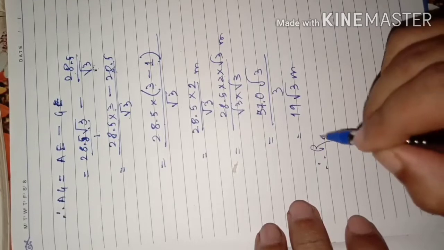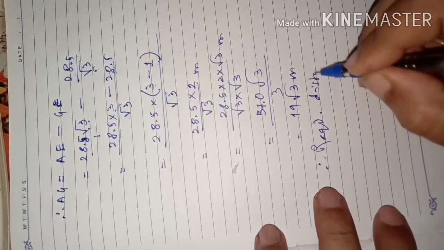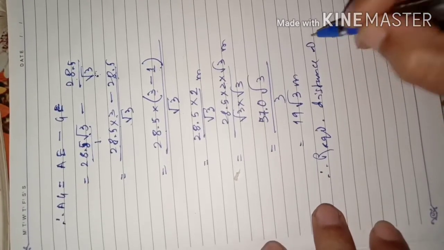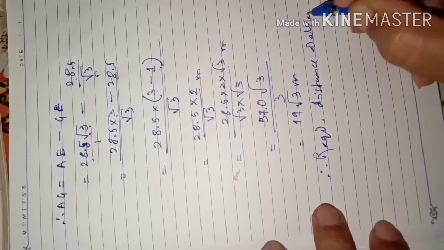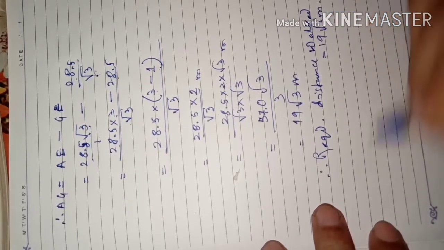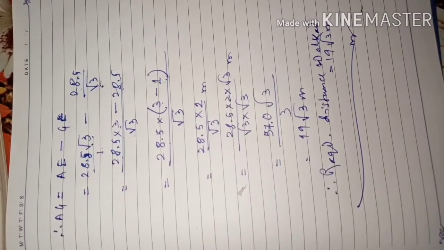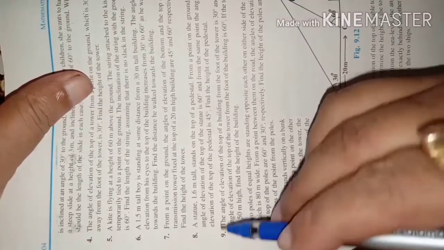Therefore, the required distance walked by the boy is equal to 19 root 3 meter. This is our final answer. Okay students, thank you. We'll go to the next question now. Let's go to question number 8 now.